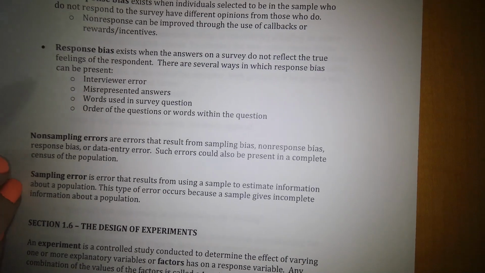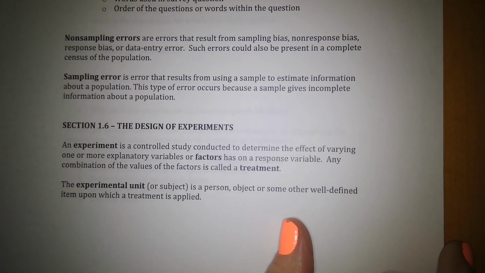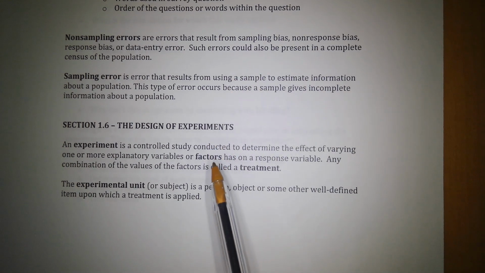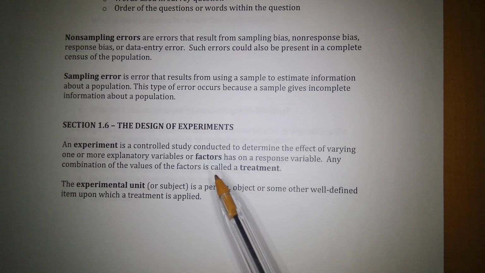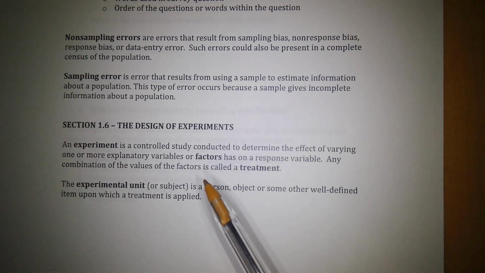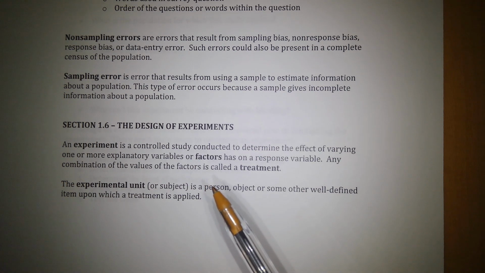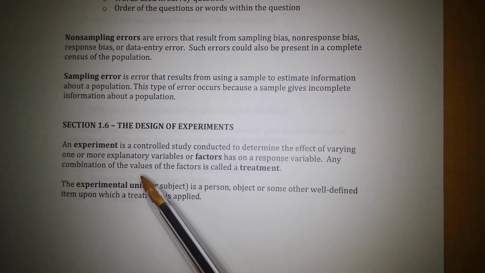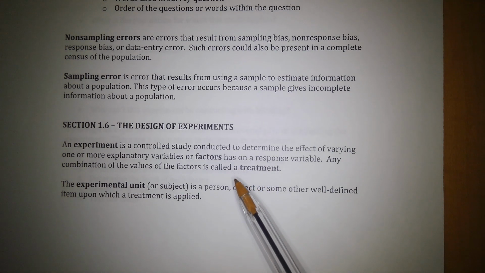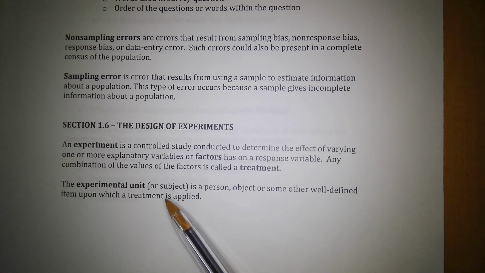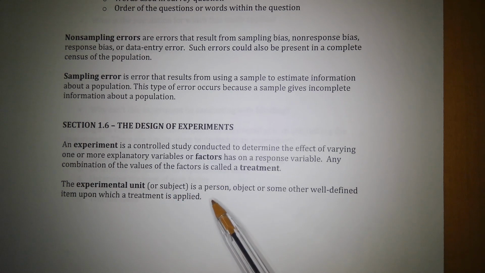In section 1.6, we'll be discussing the design of experiments. An experiment, remember, is a controlled study that is conducted to determine the effect of varying one or more explanatory variables or factors, and it has a response. Any combination of the values of these factors is called a treatment. The experimental unit or the subject is the person or object or some other well-defined item to which the treatment is applied.